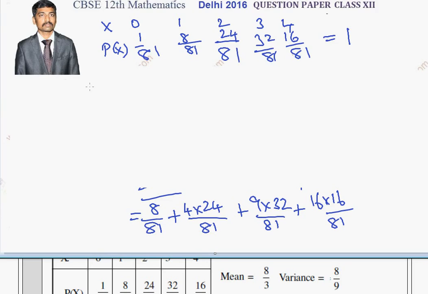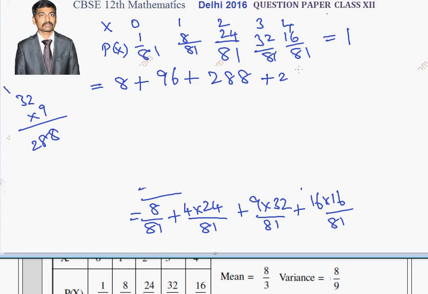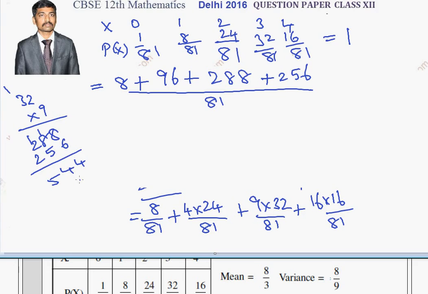So the first value is 8 plus 96 plus 32 into 9, 9 2s are 18, 27, 28. So 288 plus 256, whole divided by 81. So 288 plus 256 if I add, I'll get 544, plus 96 if I add, 640, then I am getting 648 by 81.